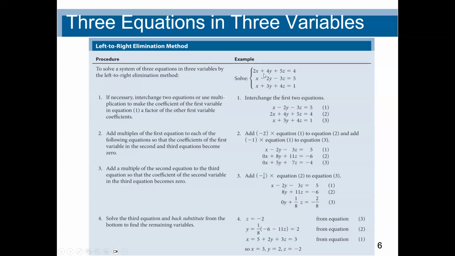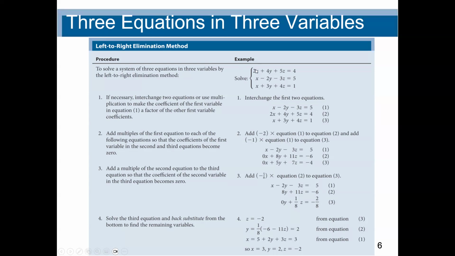So here we have 2x plus 4y plus 5z equals 4. x minus 2y minus 3z equals 5. x plus 3y plus 4z equals 1. So the goal here, they say we should solve this system, which means we have to look for the values of x, y, and z.